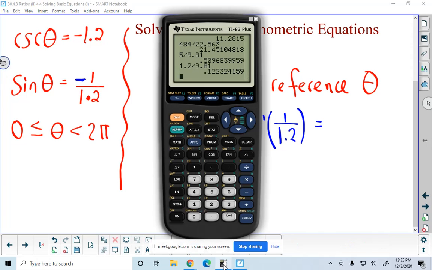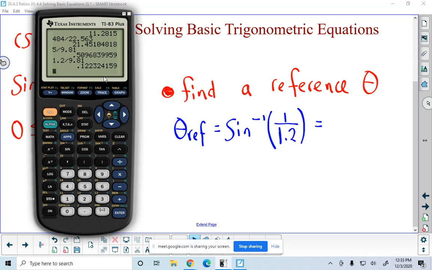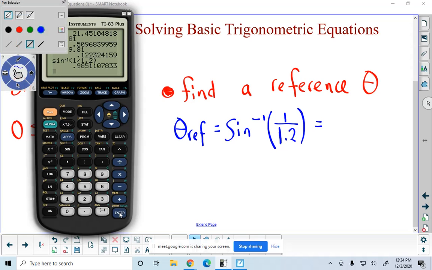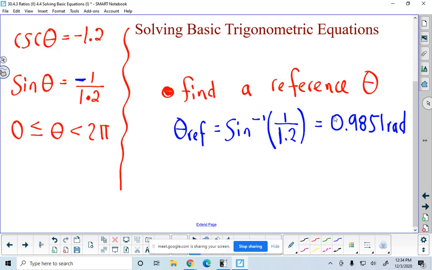I'm only using an example with radians because you have to get used to thinking in terms of radians. So put your calculator into radian mode, and we take the inverse sine of 1 divided by 1.2, and you get a peculiar looking angle. But don't forget, this is in radians. You get 0.9851 radians. And we don't need to write rad because if we don't put units, the rule is it is radians.